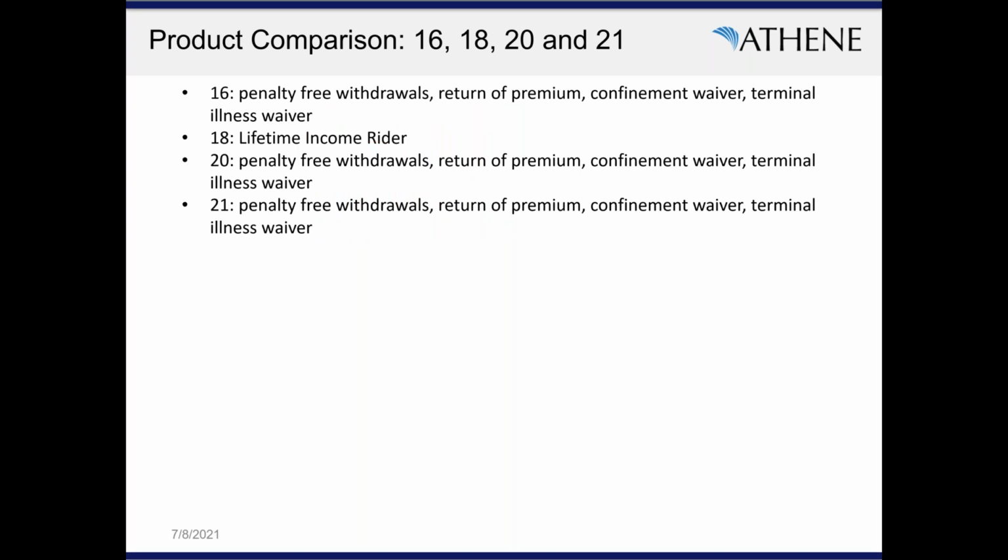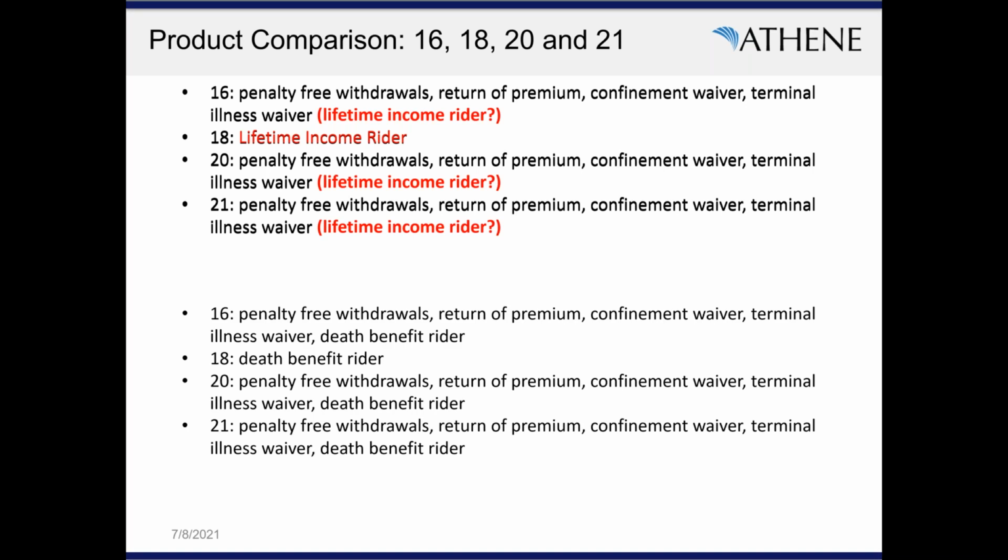If you initially look at this answer, 16, 20, and 21 all look good. They all look like they match. That is correct. However, since 18 has a lifetime income rider, you have to mention the lifetime income rider in 16, 20, and 21 as well. So another example: 16 is penalty-free withdrawals, return of premium, confinement waiver, terminal illness waiver, death benefit rider. 18 is death benefit rider. 20 is penalty-free withdrawals, return of premium, confinement waiver, terminal illness waiver, death benefit rider, and 21 is the same answer. On the looks of this, it all looks correct. Everything's consistent. The key is that a death benefit rider is not a living benefit, which is question 21.